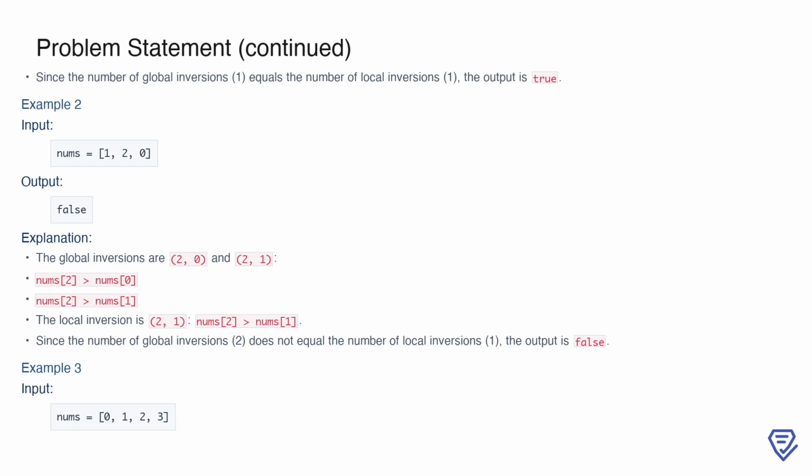the output is false. As another example, if the input is nums equals [0, 1, 2, 3], the output is true. In this case, the array is fully sorted, so there are no global or local inversions, resulting in both counts being 0. Since these counts match, the output is true.